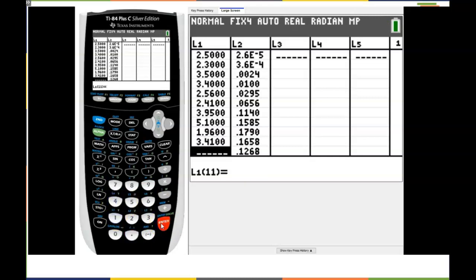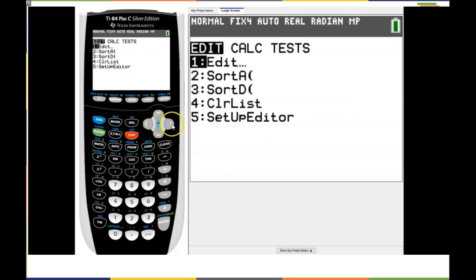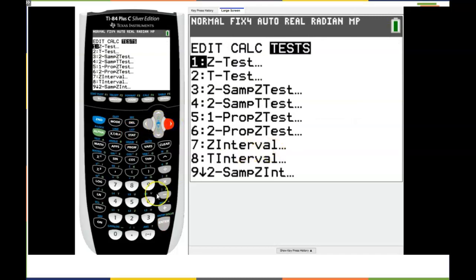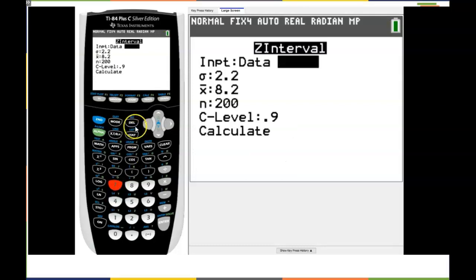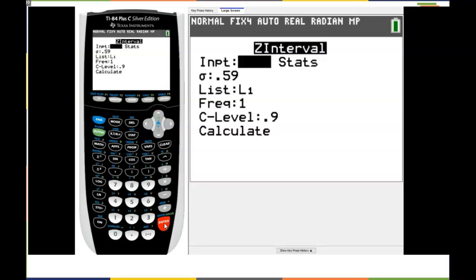Okay, so there's my list 1. I'm going to go back to stats. I'm going to go back to my tests, my Z interval, but this time I'm going to change it to data. Let's say my standard deviation is 0.59. My X average, I need to change it over to data. That's why it's asking me for all of this. I want it to be in data. So I'm going to hit enter.